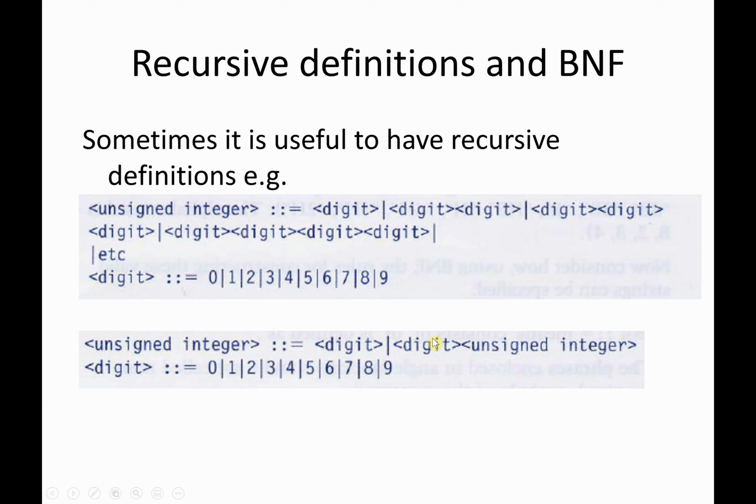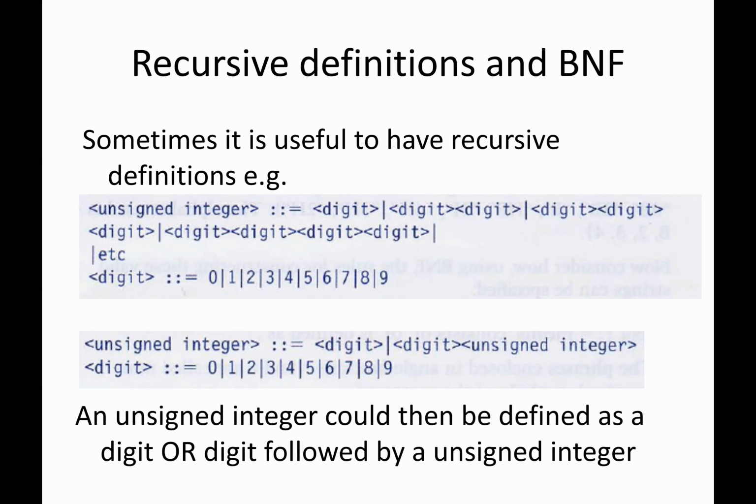So it's either a digit, or it's a digit followed by an unsigned integer. Now there's the definition for itself here. So there's the recursive definition. Remember, recursion is a definition that's defined in terms of itself or calls itself. So there is the definition for an unsigned integer, and that will work for any length of digits.